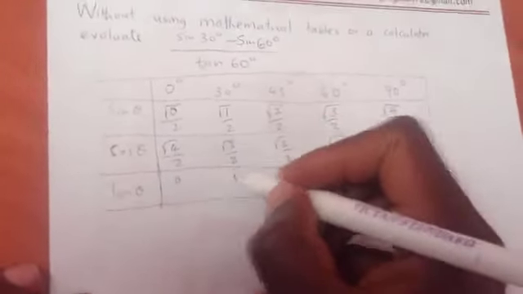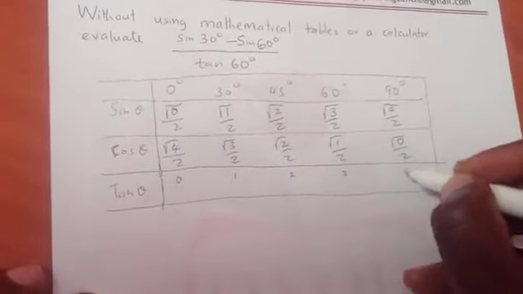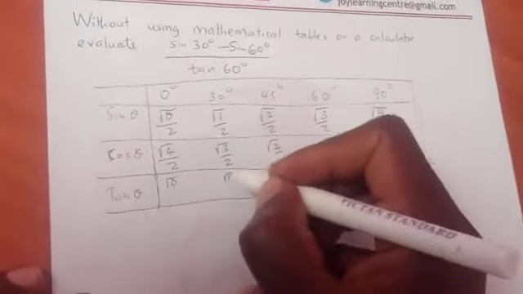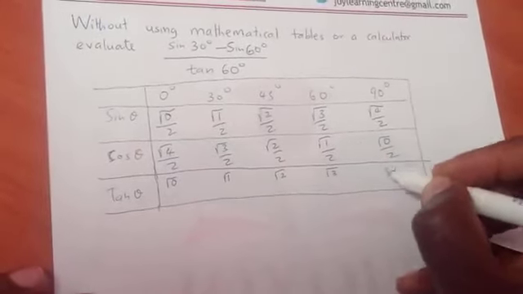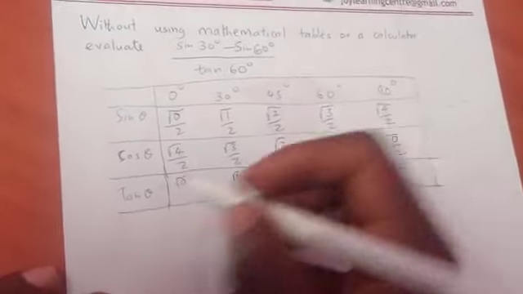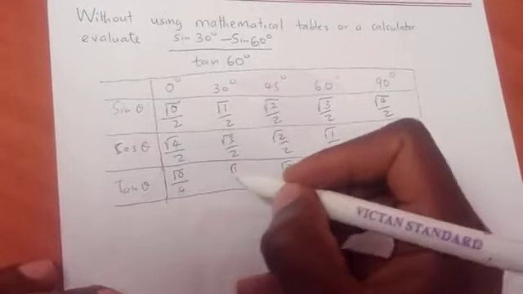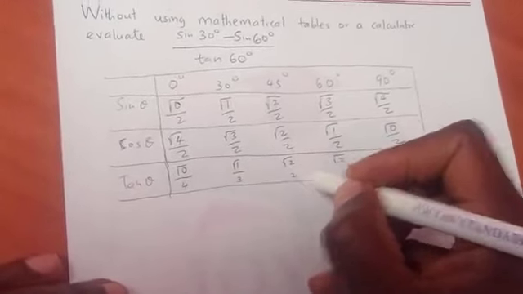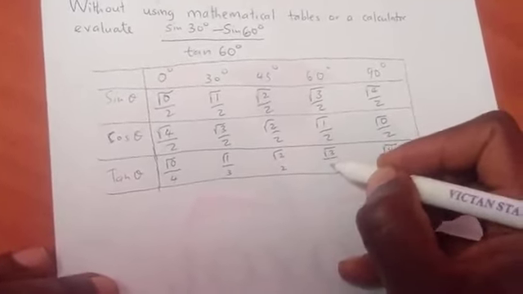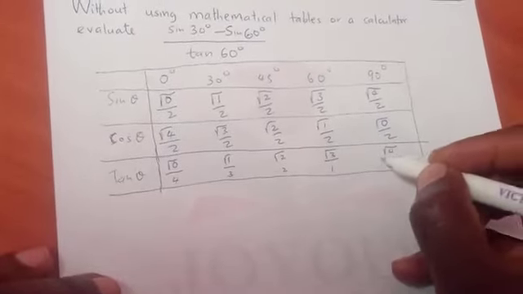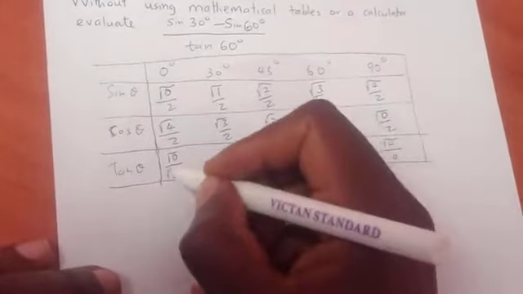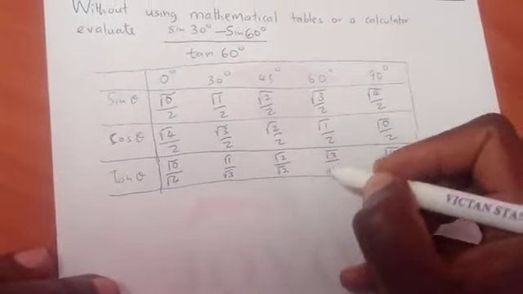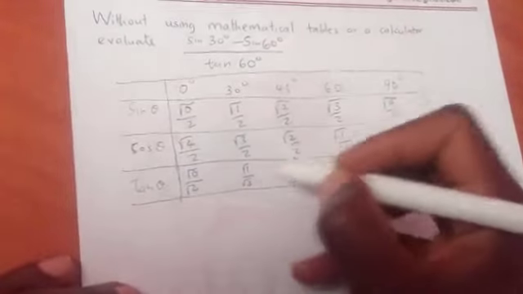What you need to do, just write 0, 1, 2, 3, 4. Get the square root of each of them, and then write over 4. Reverse the trend: 3, 2, 1, and 0. And as we did, get the square root of each of these. I tell you, this one will give you the ratio of the tan of these angles.